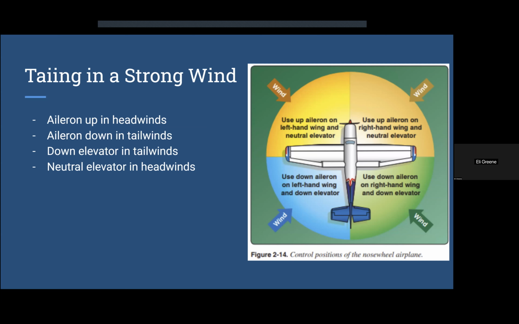And then if it's coming from behind you, it says down aileron on the left-hand wing, and then down elevator, so that would mean push the yoke forward, and then put it to the right. Yeah, this is just taxiing in a wind. So if you're taxiing on the surface and there's a really strong wind, then that's how they want you to use it. And then the opposite of that.